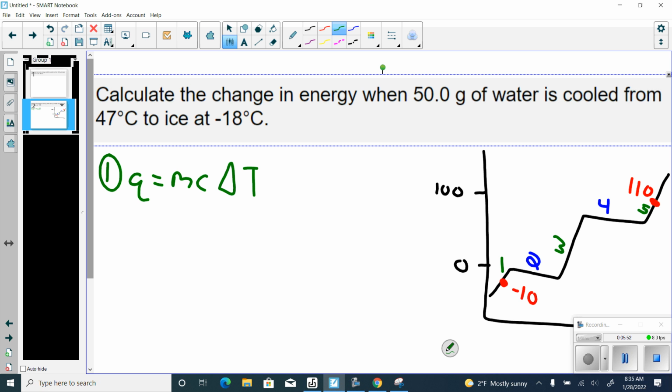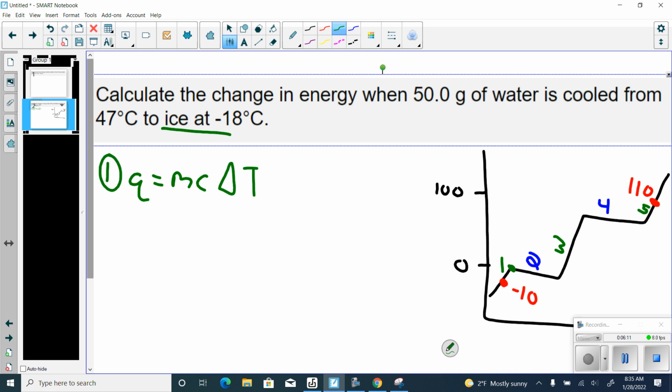I am going to go where I have on my graph number one, where my temperature starts at negative 10 degrees, and I'm going to go up to 0 degrees. So in other words, I'm going to take my ice, because this question starts with ice.